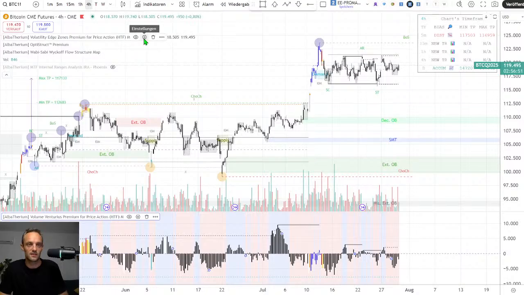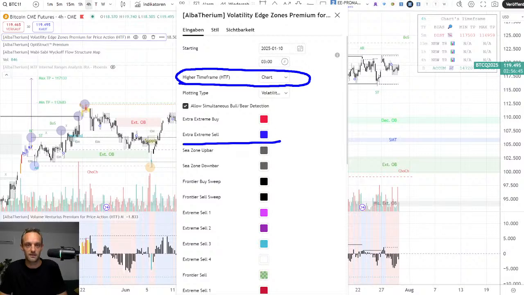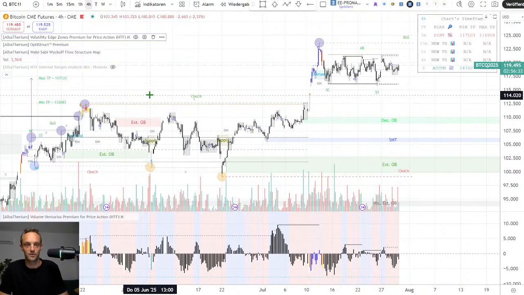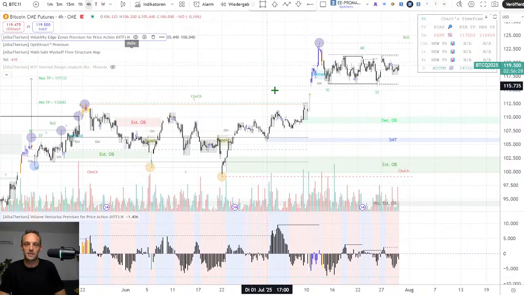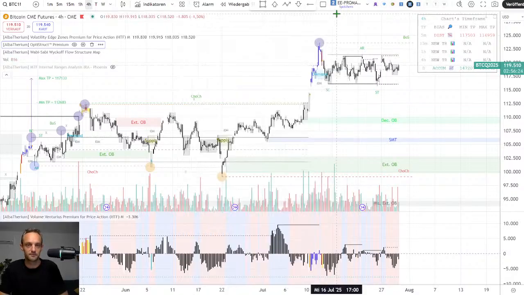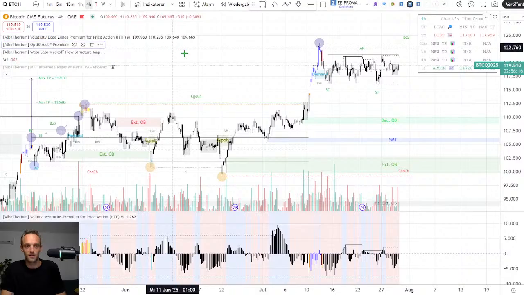The same things you need to do for Volatility Edge Zones Premium. This is exactly the same information, and it should also have the exact same settings: higher time frame chart, C-zone up and down bar as gray. These are my settings, and these are our preferred settings, so you should also put those into your settings. Furthermore, you see OptiStruct Premium, which is an order block indicator. There I haven't changed any settings, so this is standard.